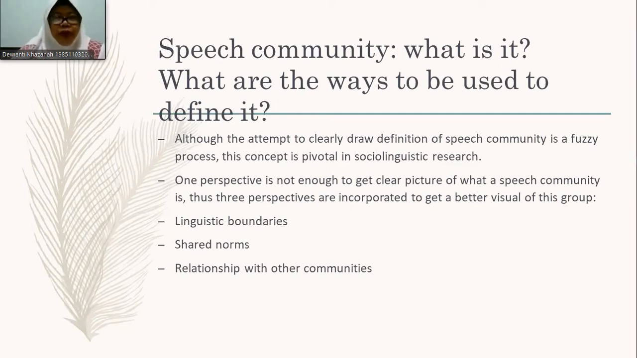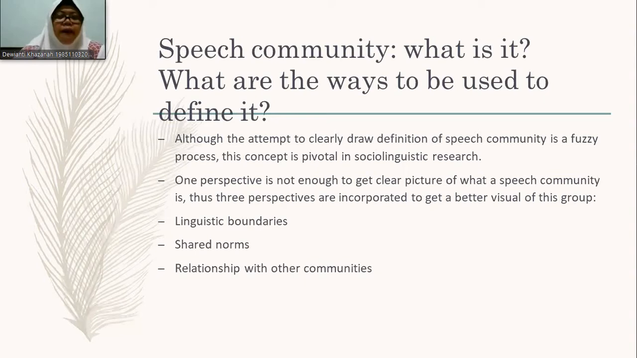What are the three perspectives? The first perspective that we need to incorporate is linguistic boundaries, but the linguistic boundaries perspective is the weakest of all. The second one is the perspective of shared norms. And the third perspective we can use to define a speech community is by looking at the relationship with other communities.